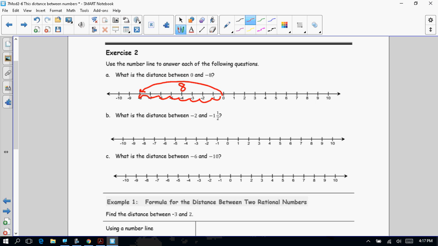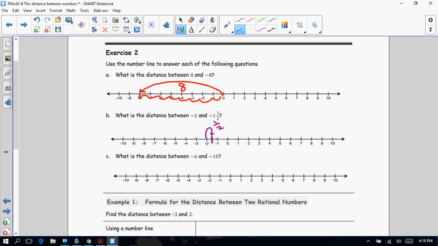Well, what if I went from -2 to -1 1/2, right? -1 1/2 is like right there. How far is that little bunny hop? Well, it's a half a bunny hop, right? I only had to go halfway between the two numbers.